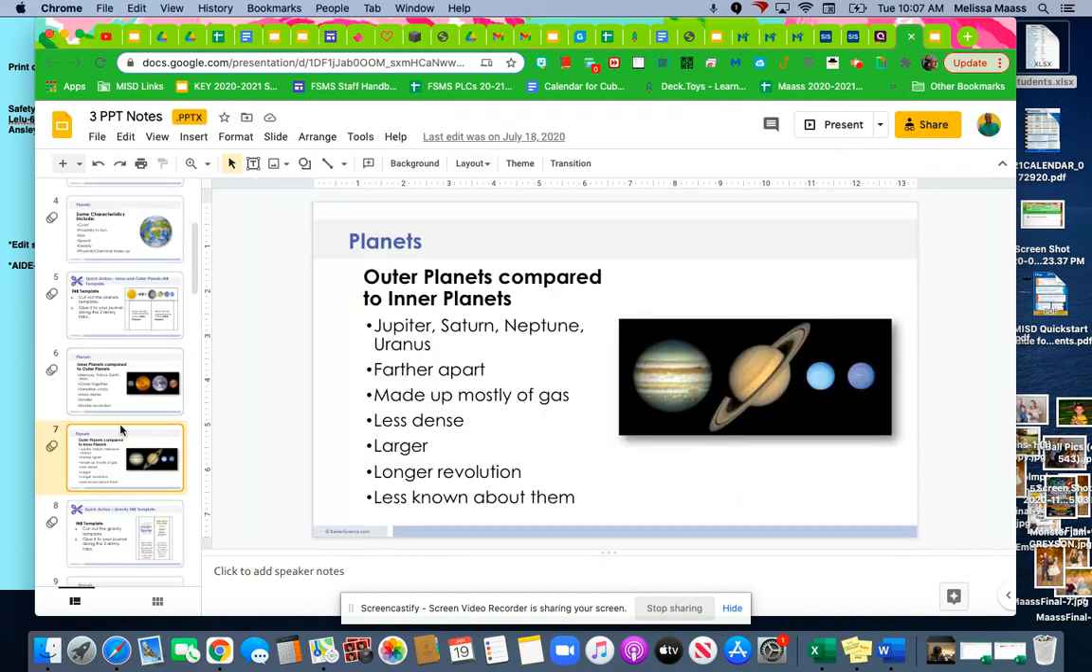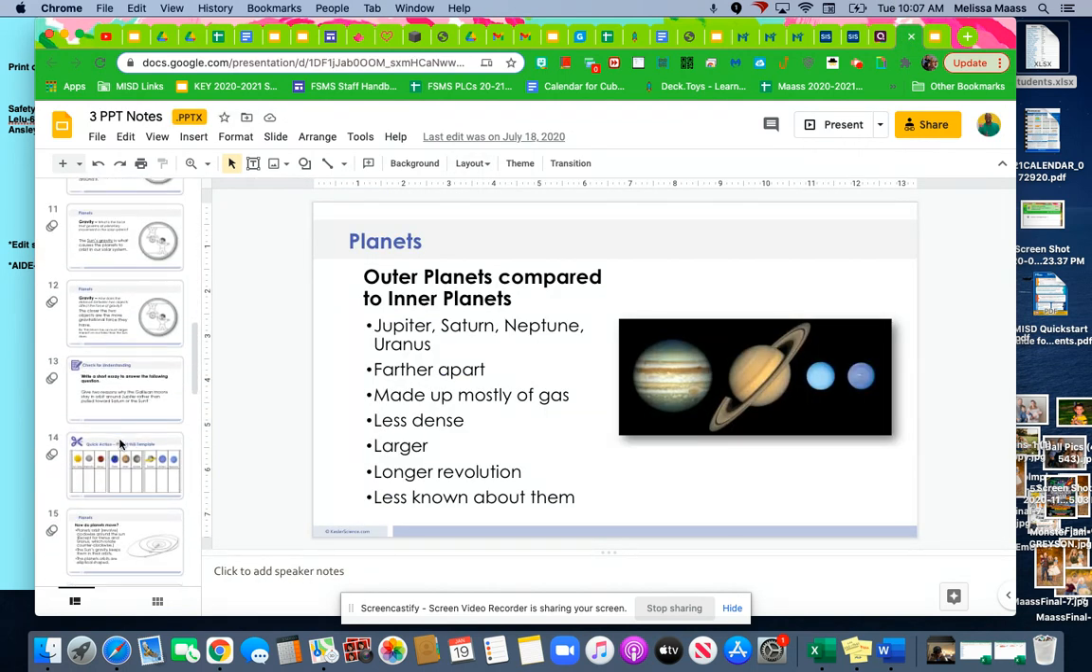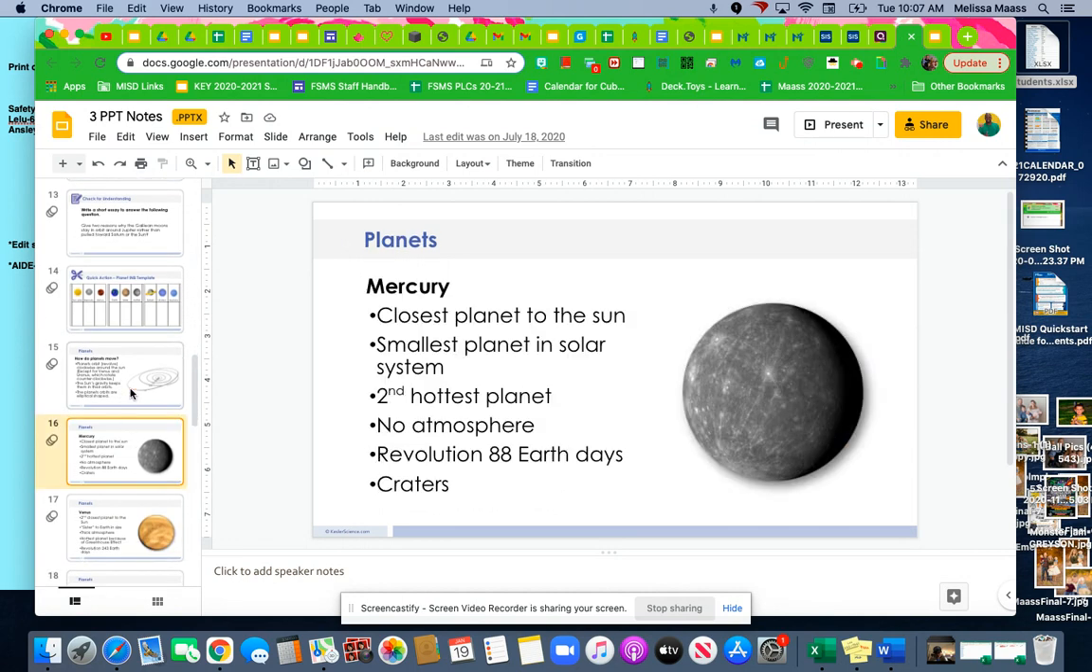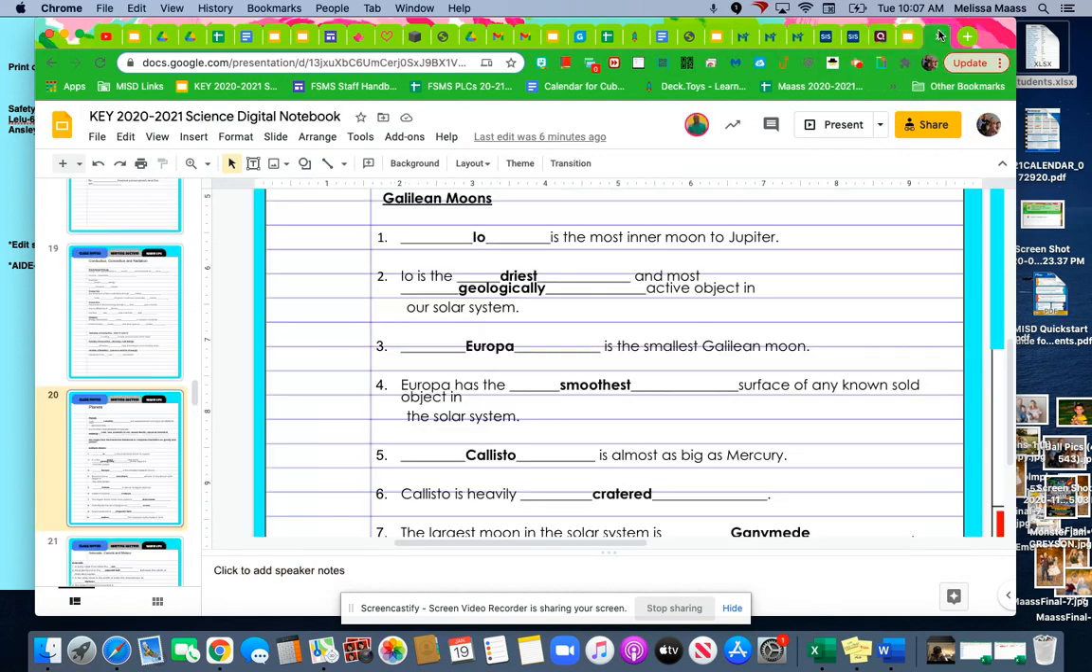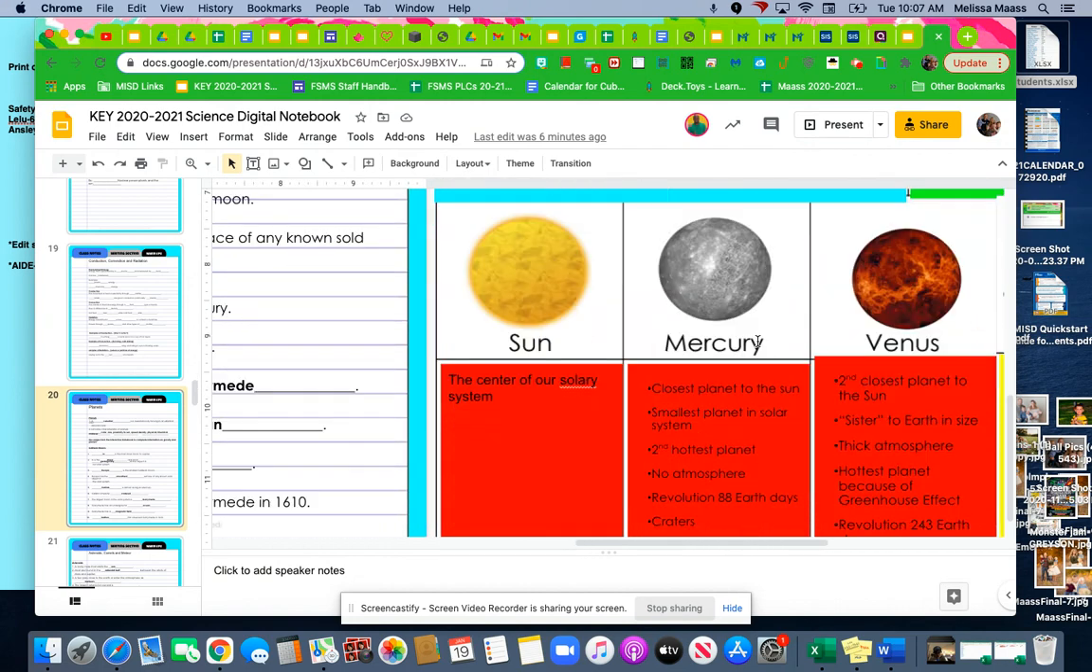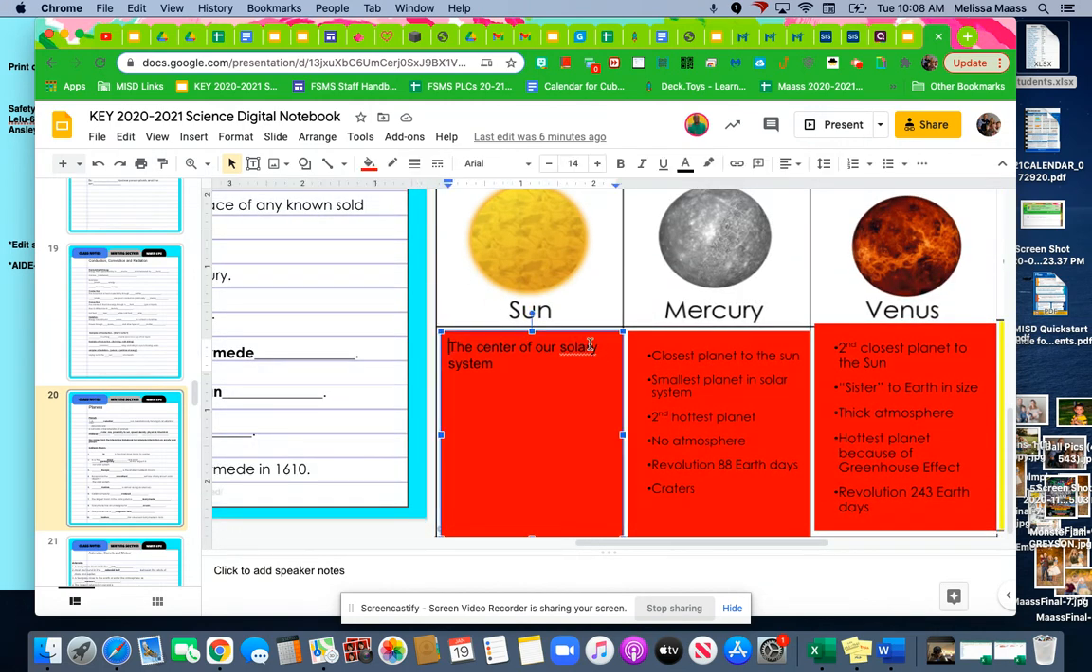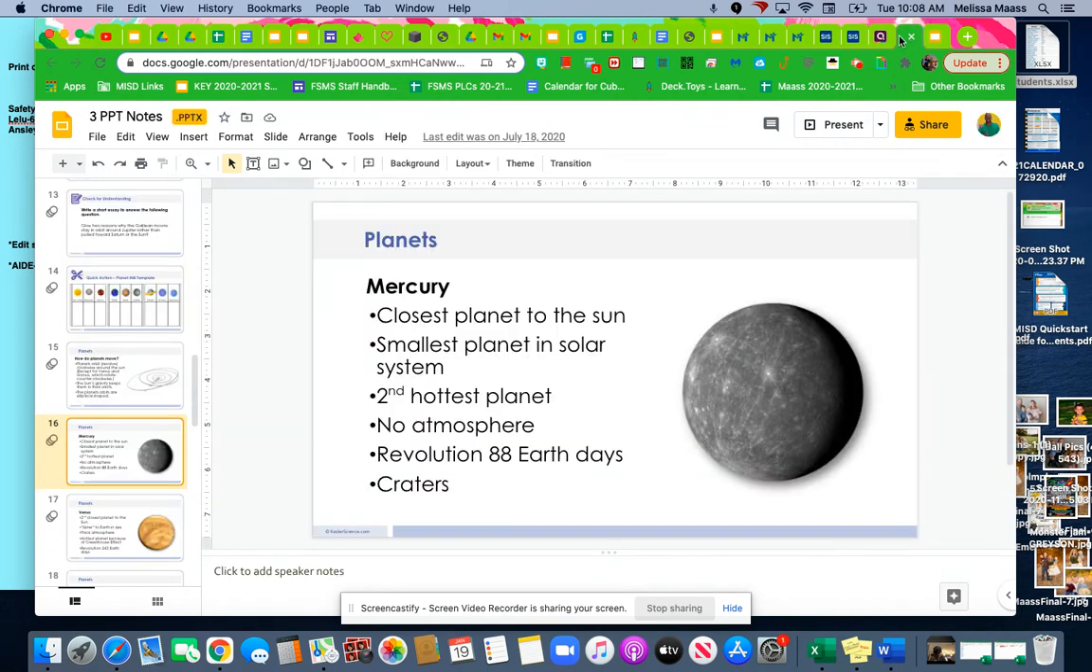So let's go ahead and move to our first planet, and that will be Mercury, okay? This is the planet that's closest to the sun, and I need to edit that because it says solary, but we need to get to Mercury, okay? It's right here. For Mercury, you can see the notes, and you can pause and write it down in that section if you want. Just to give you a little tidbit about Mercury: it's the closest planet to the sun. It's the smallest planet in the solar system, and it's the second hottest planet.